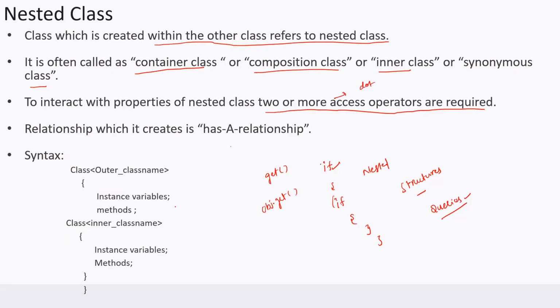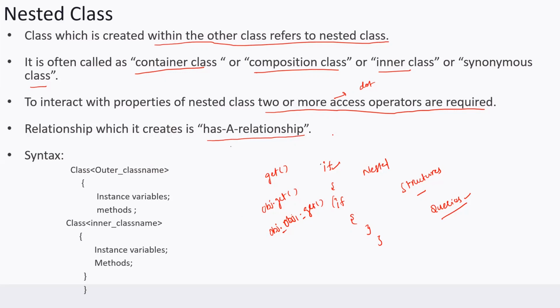Now, in order to work with nested classes, you need to take the help of two or more access operators: obj dot, some obj1 dot, some get method. So this is how we are going to use two dot operators. Now, the relationship which it creates between the classes among the nested class is a has-a relationship.